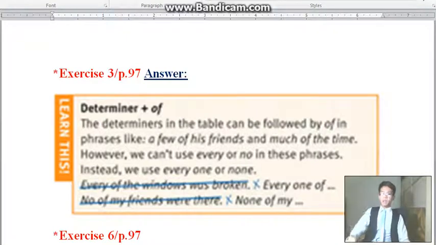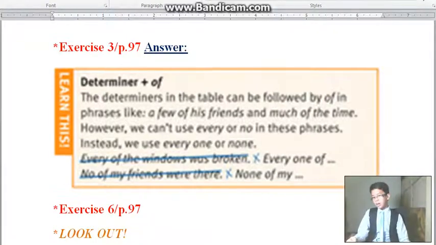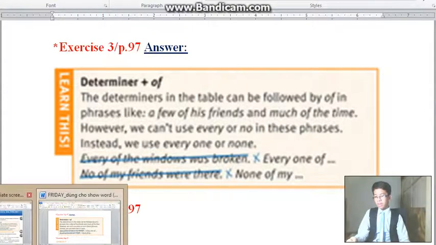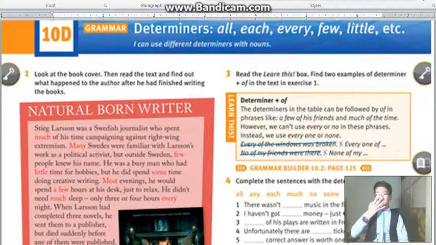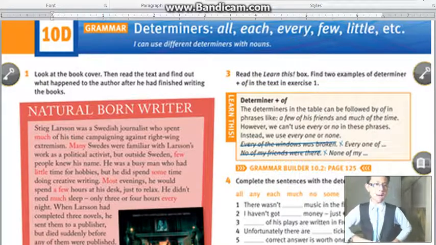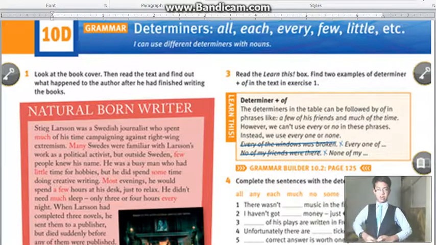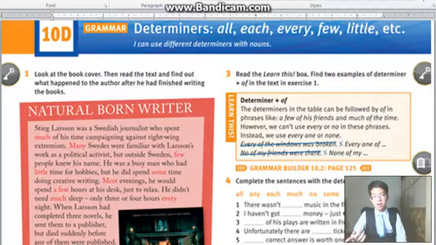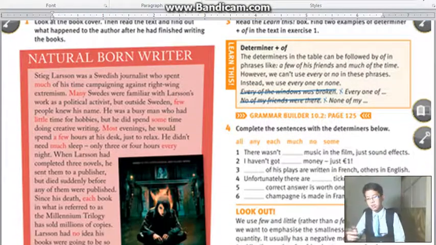Welcome back with another part of the show Learn English with C, and tonight is a super duper long lesson, alright? So now let's do the next part of the exercise number 3. We will find the two examples of the determiner plus of in the text in the exercise number 1. Alright, so now let's find it quick so we can do the next part.